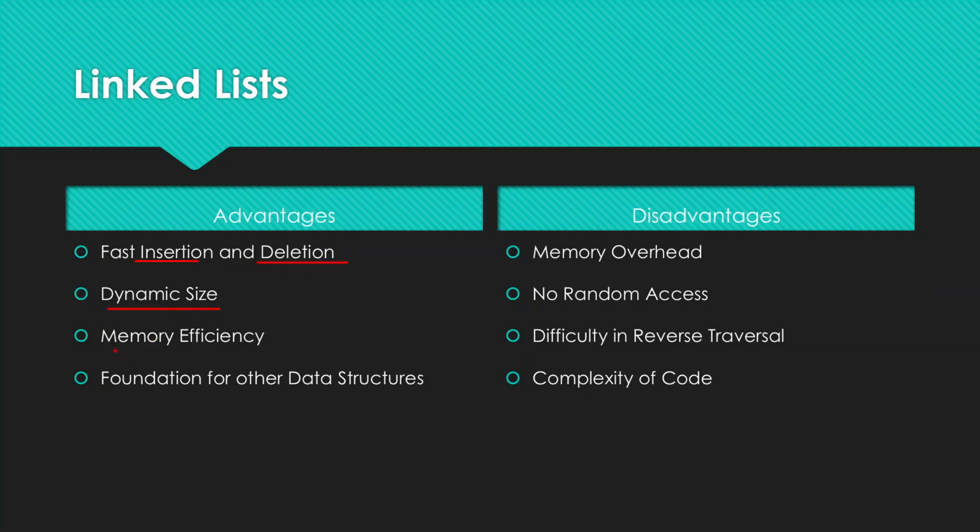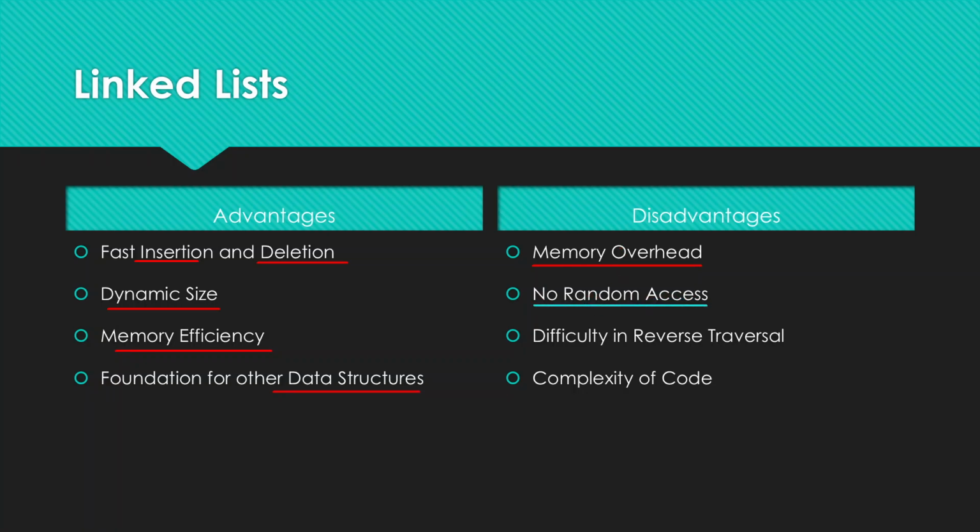So dynamic size, efficient in terms of memory usage, and it's also used to implement other data structures. On the other hand, for the disadvantages, of course, because we're also storing the memory address for the next node, we are going to use more memory compared, for example, to an array. So that's a downside to linked lists.